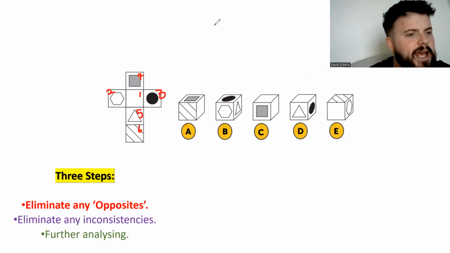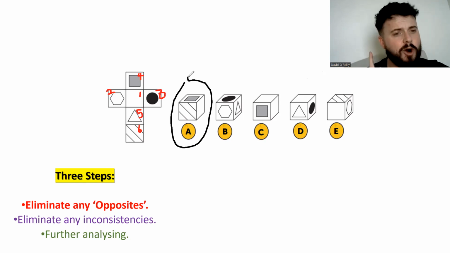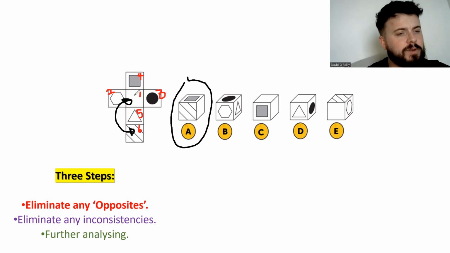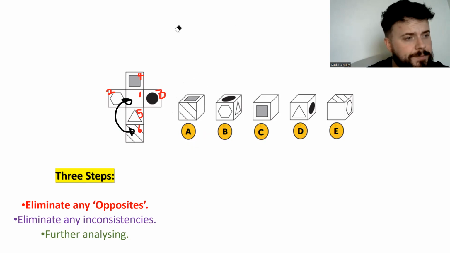Well, if we look at, let's go for the A, can we see any opposites? Well, we know that 1 and 6, this one and this one, are opposites. 1 and 6 are opposite numbers. So we've got the plain section and the section with the diagonal lines. They should be opposite each other. We shouldn't be able to see them both. And here we can see them both, which means that A must be wrong. So I can rule out A.